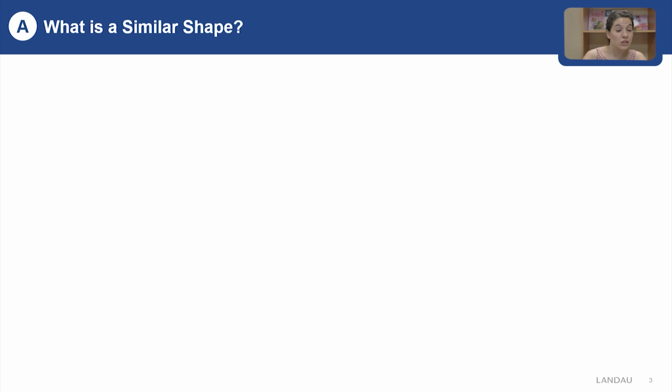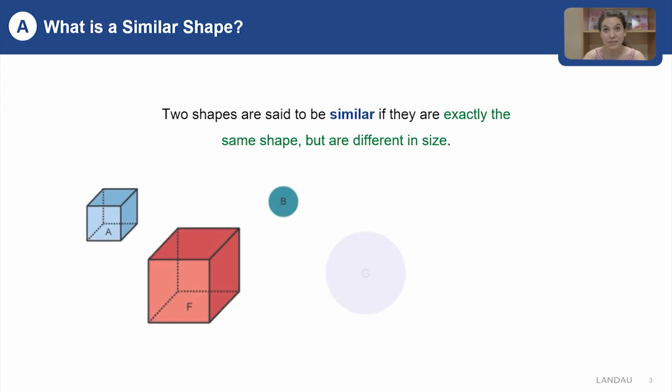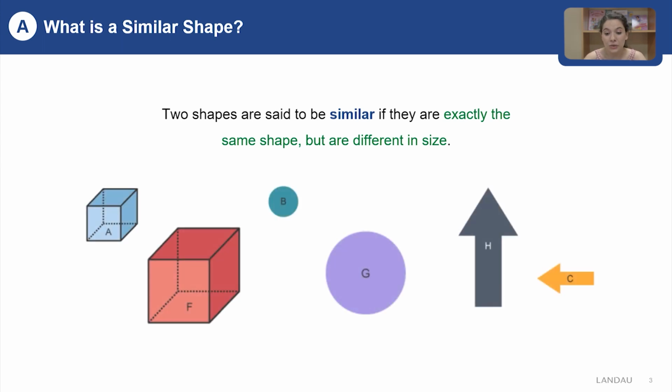So first let's learn what is a similar shape. Two shapes are said to be similar if they are exactly the same shape but with a different size. So on the screen you see some shapes. You see, they have exactly the same form. Yes, some of them can be rotated, but still the same form, but the size is different. Some of them are shortened, some of them are enlarged.